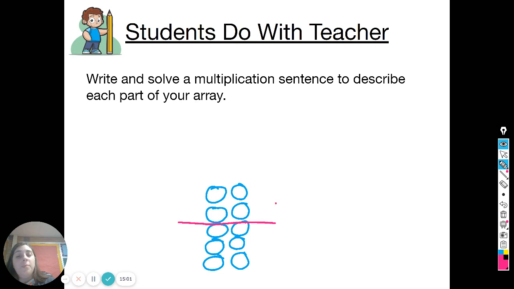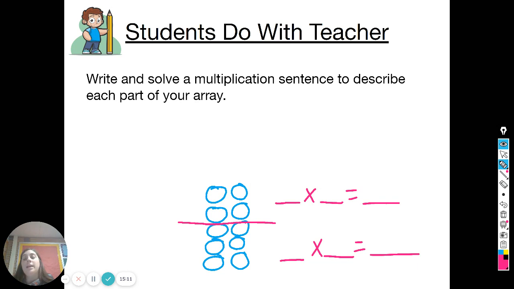So for the top part, you're going to have blank times blank equals blank. And for the bottom part, you're going to have blank times blank equals blank. Go ahead and take a minute to fill those equations in.